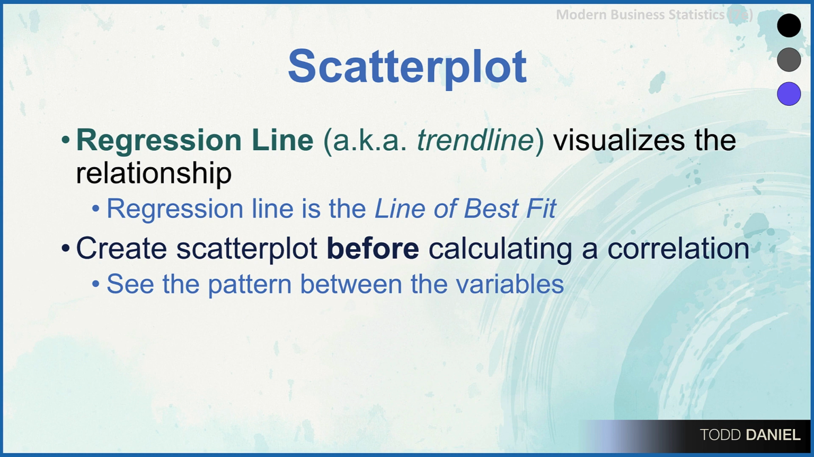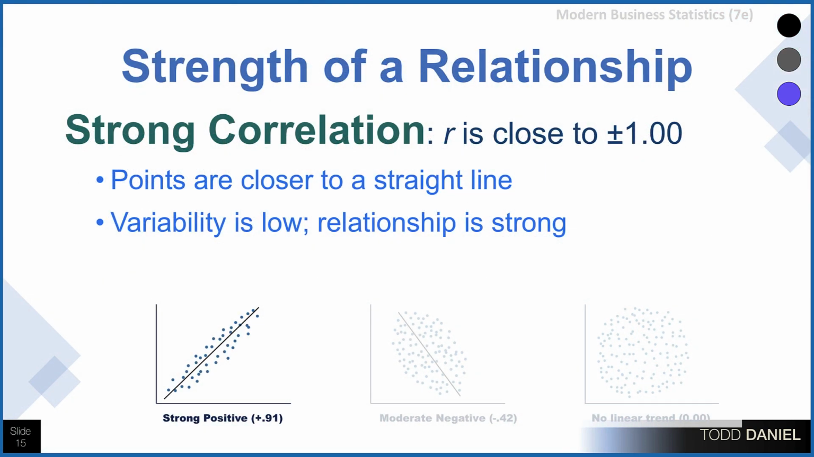It's important that you create a scatterplot before you calculate a correlation so that you can see the pattern of the relationship between the variables. And this will give you a lot of useful information as you begin. When a correlation is strong, as the R value, the correlational coefficient, is closer to either +1 or -1, all of those data points will be very close to a straight line. This means that the variability between those values is low and the relationship is strong.